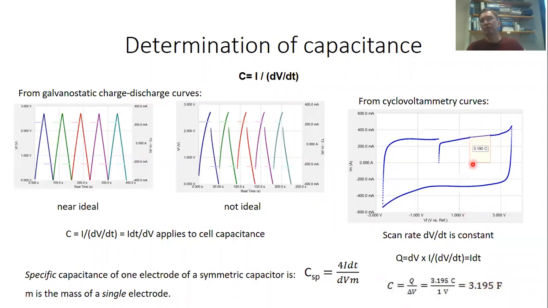So this integral would give 3.195 coulombs, and that divided by 1 volt would then give 3.195 farads. All right, so this would be the second way to determine the capacitance of a supercapacitor.